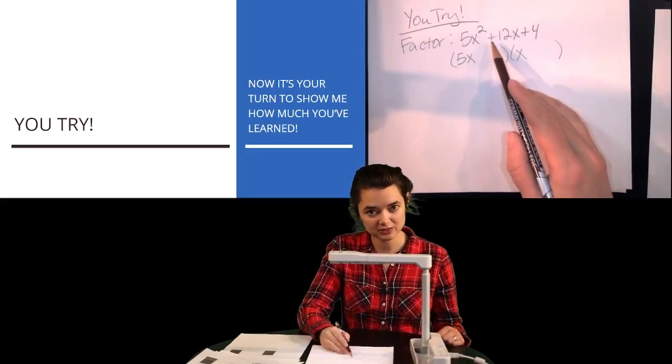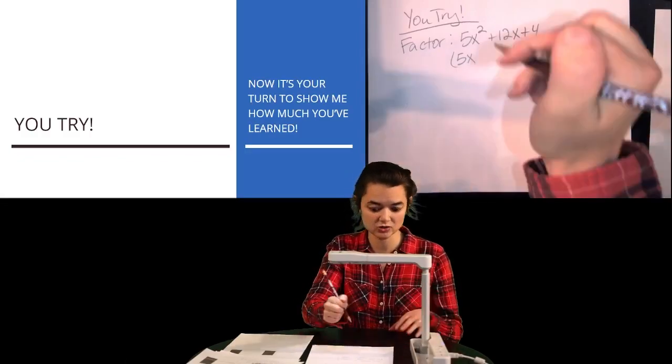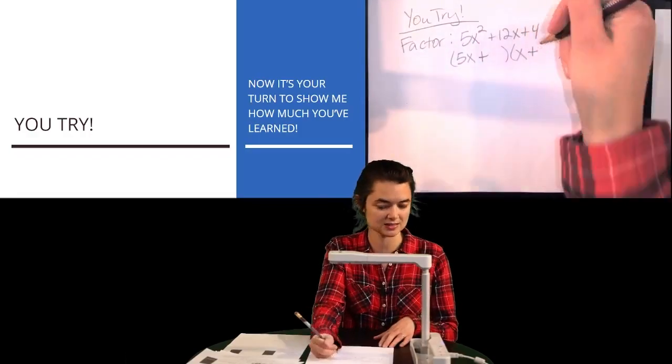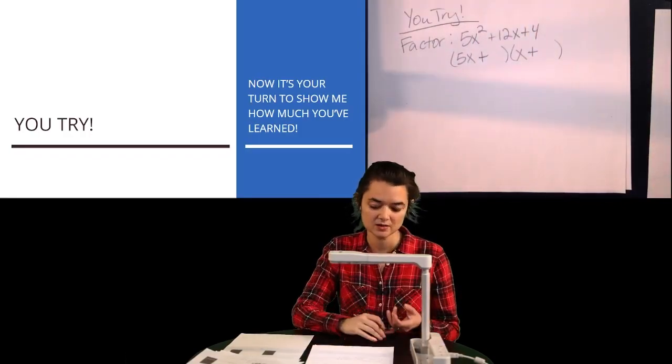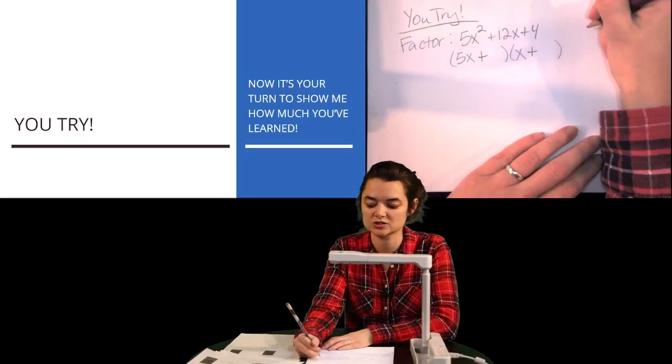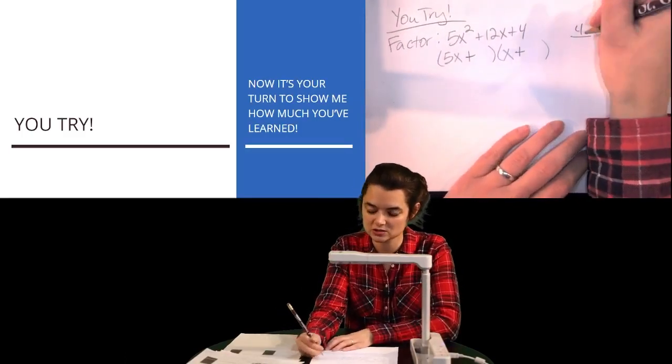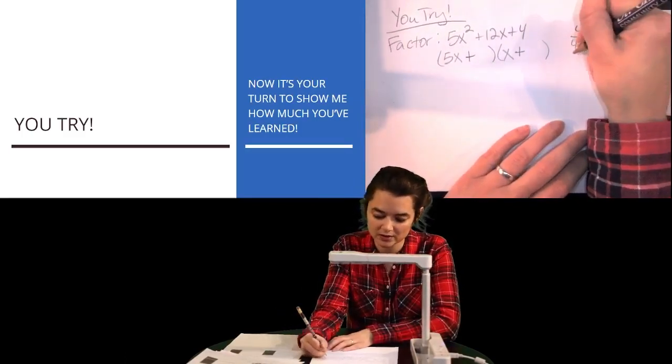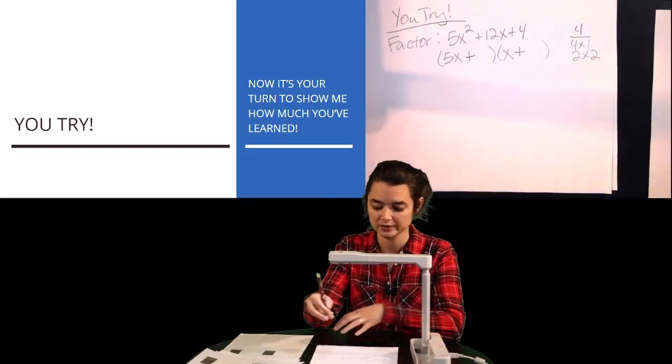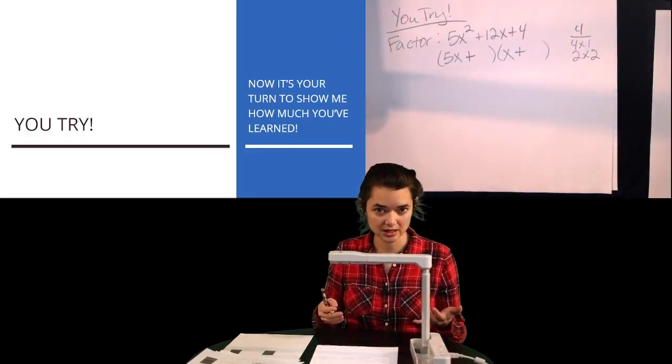I look to my middle term. It's positive, so I know both of my signs are plus and plus. They're adding. Then my last term is a 4. So with 4, you've got two options. It's either 4 and 1 or it's 2 and 2. And so you just try one and you just see how it works.